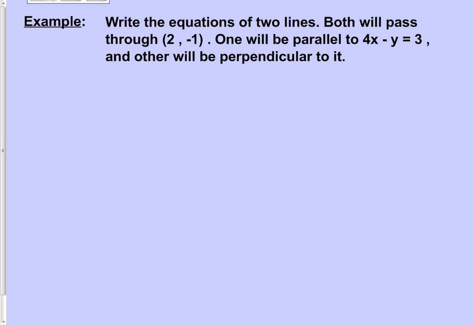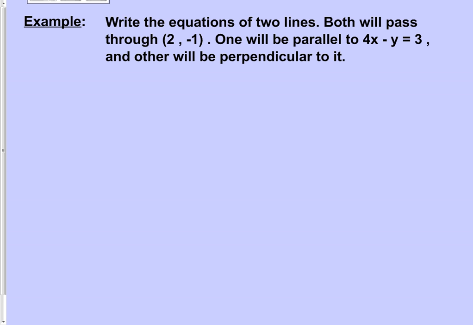Now, one more example here. Okay, I'm going to leave this one open-ended. I want you to give it a try. Okay, and I'll give you a little guidance here in just a moment. Write the equations of two lines. Both lines will pass through the point (2, -1). One of the lines will be parallel to 4x minus y equals 3, and the other will be perpendicular to it.